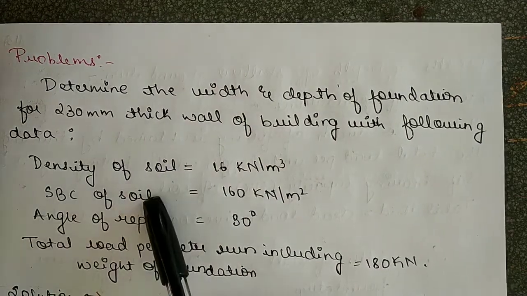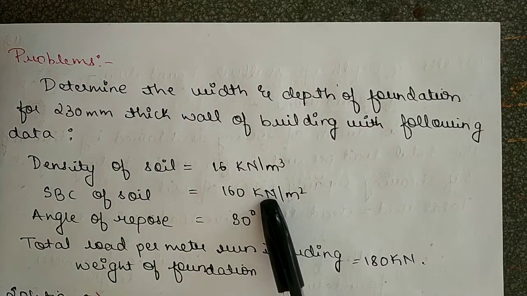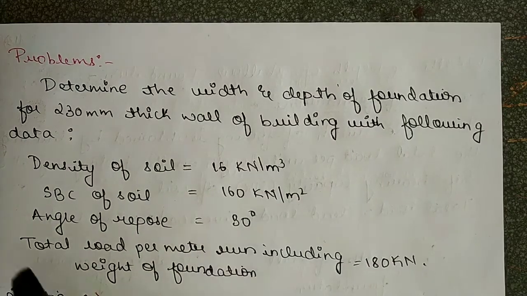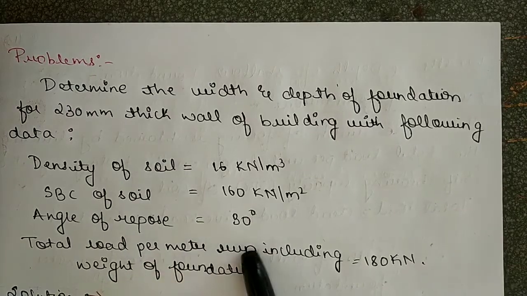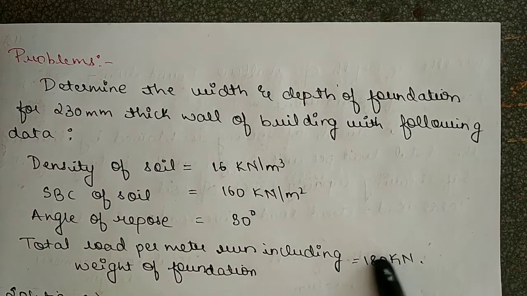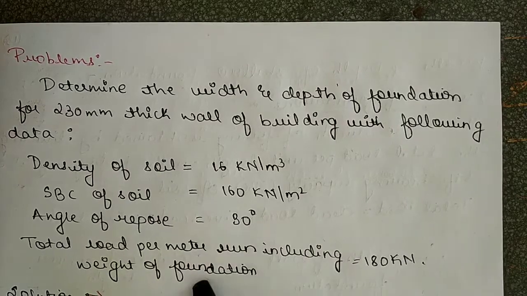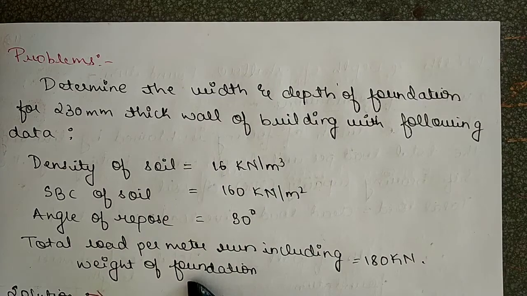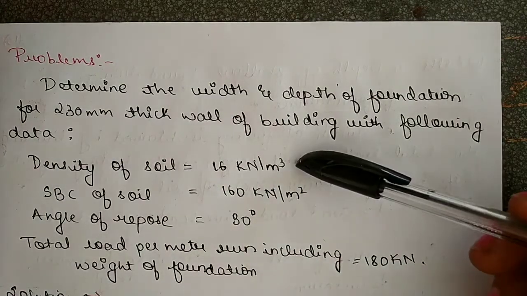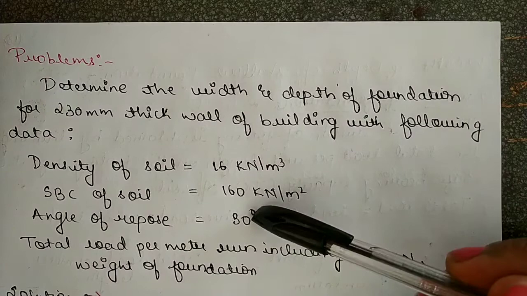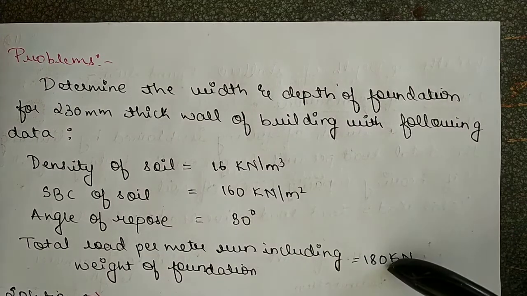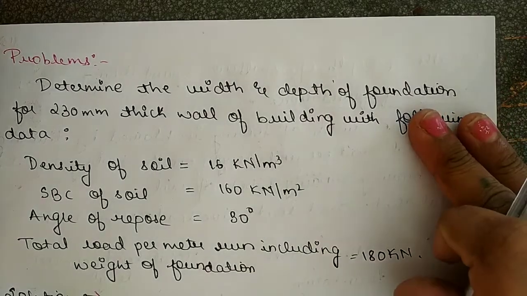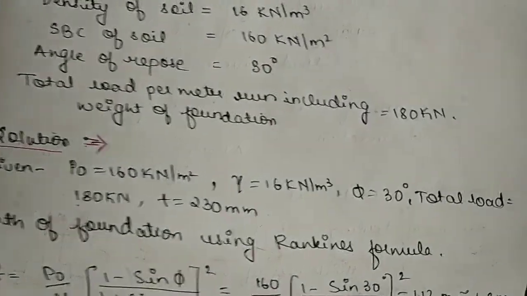SBC of the soil is 160 kilonewton per meter square. Next is the angle of repose, which is 30 degrees. Total load per meter running length is 180 kilonewton, and the weight of the foundation is included in that. After reading the question, the thickness of the wall, density, SBC of the soil, angle of repose and total load are all given. So whatever is required has been given. Now let us find the solution.